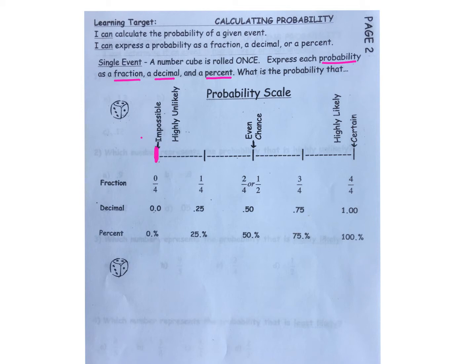At the low end, we have impossible with a 0 probability. And on the other extreme, we have a probability of 1, which means an event is certain. In the middle, we have an even chance or a 50-50 chance. Close to 0, it's highly unlikely. Close to the number 1, it's highly likely.